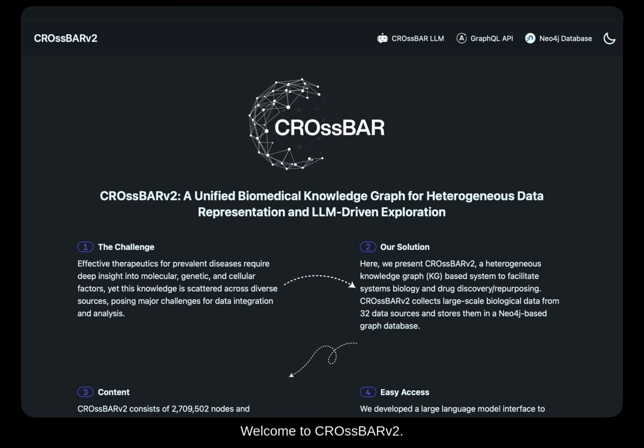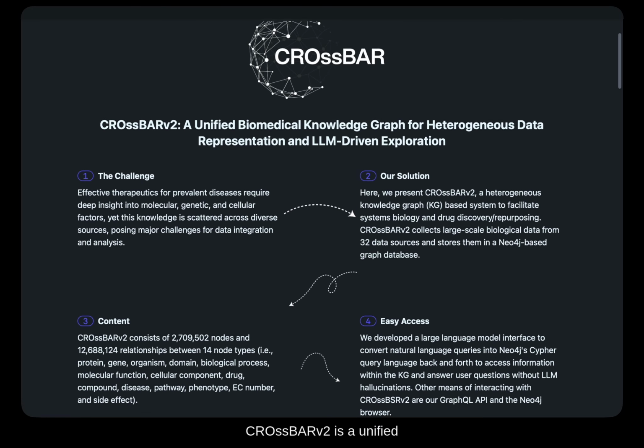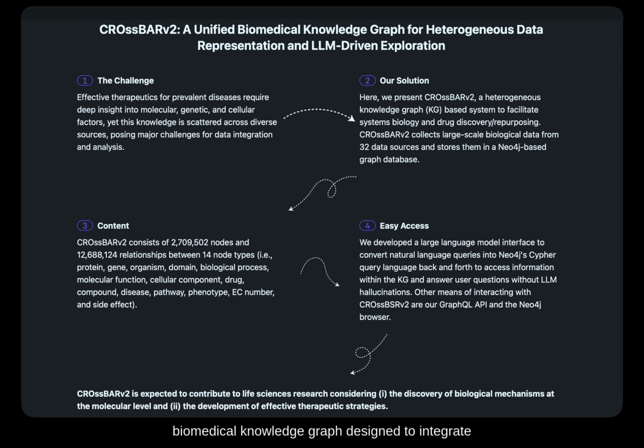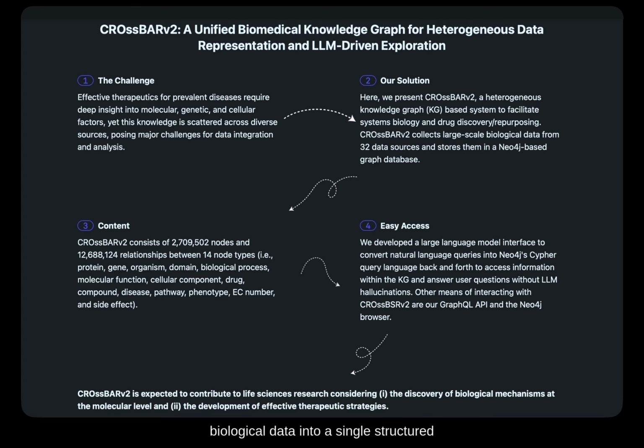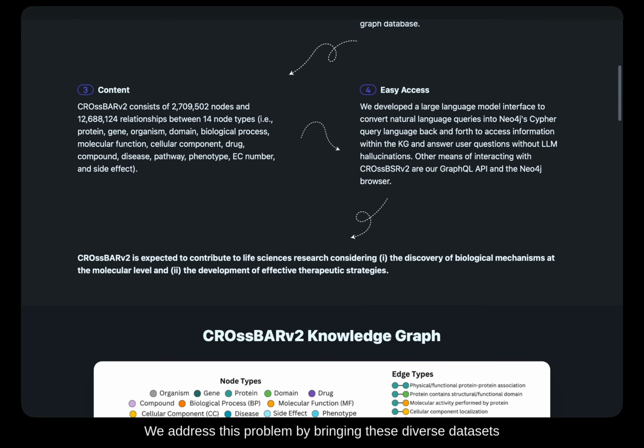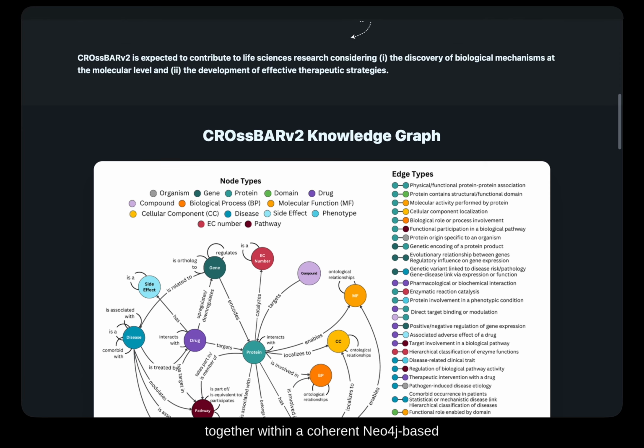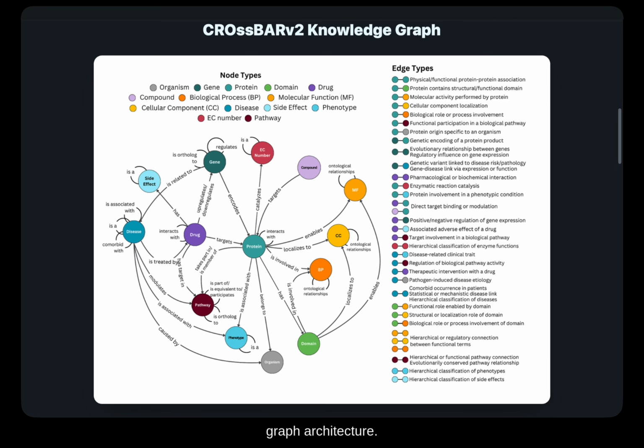Welcome to CROssBAR version 2. CROssBAR version 2 is a unified biomedical knowledge graph designed to integrate heterogeneous biological data into a single structured system. In modern life sciences research, relevant information is scattered across many databases, making integration and analysis challenging. So we address this problem by bringing these diverse datasets together within a coherent Neo4j-based graph architecture.